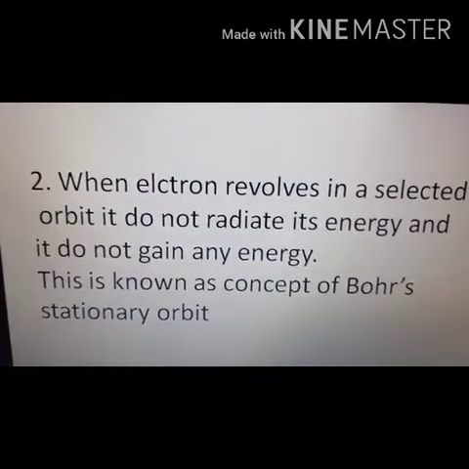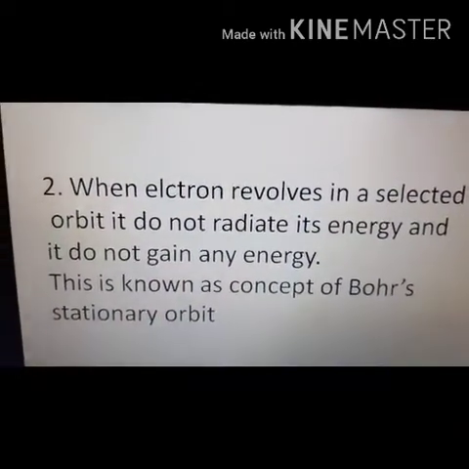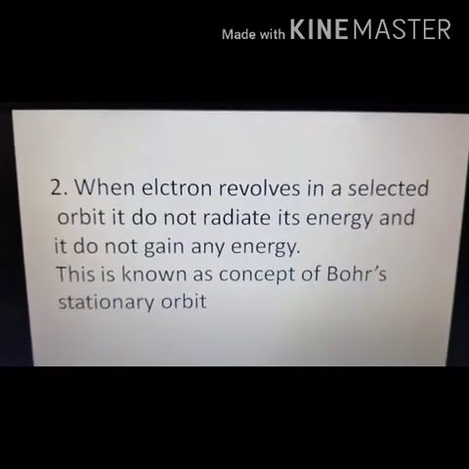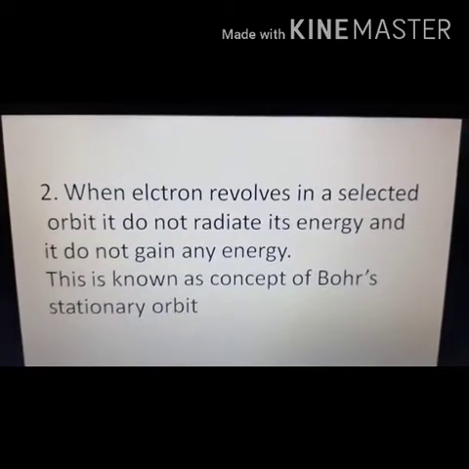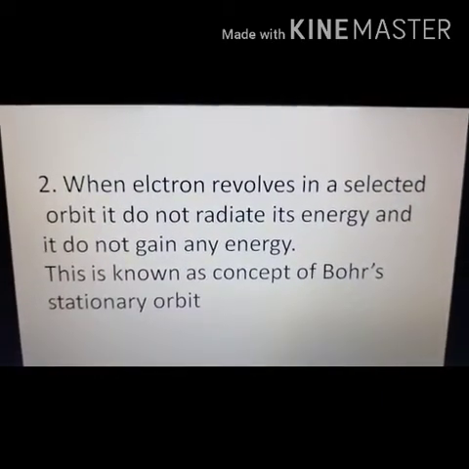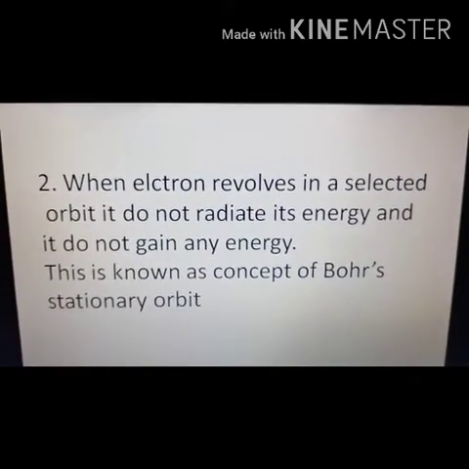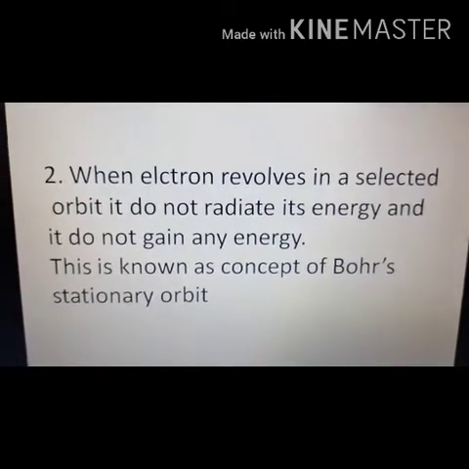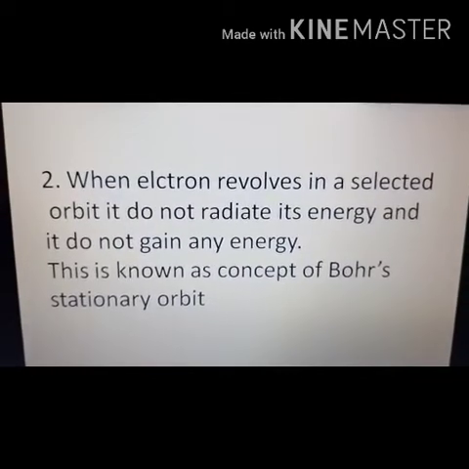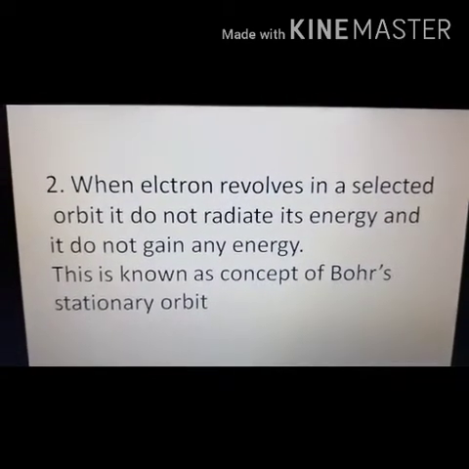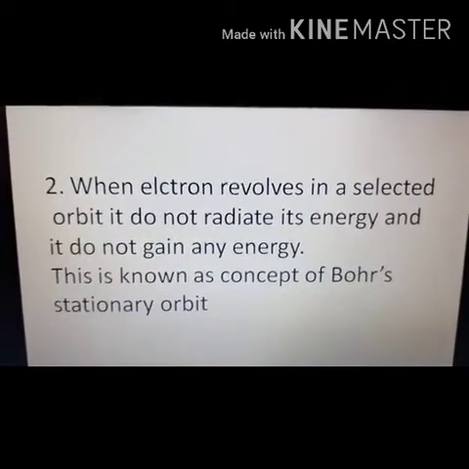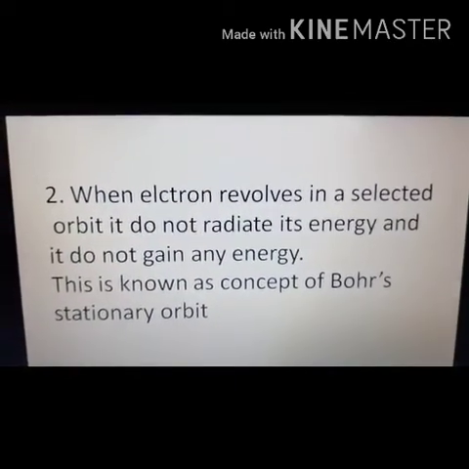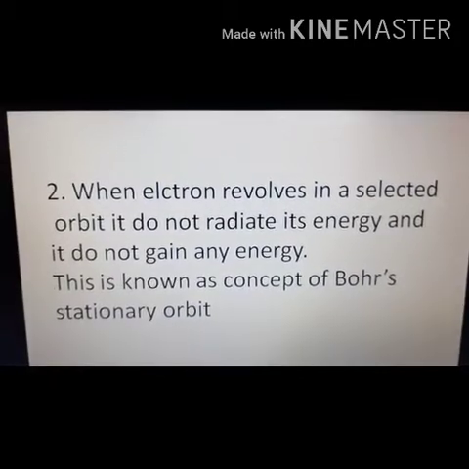Second postulate said that when an electron revolves in a selected orbit, it does not radiate its energy and does not gain any energy. This is known as the concept of Bohr's stationary orbit. So the major problem with the Rutherford atomic model was that when the electron was revolving in a circular orbit, it was continuously losing its energy due to the formation of the magnetic field, and that's why it was coming close to the nucleus and suddenly falling on the nucleus.